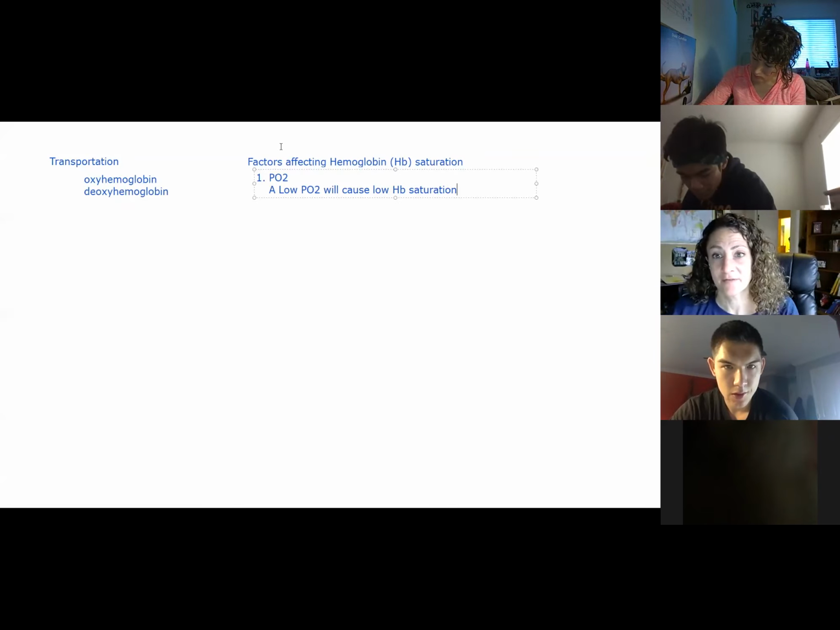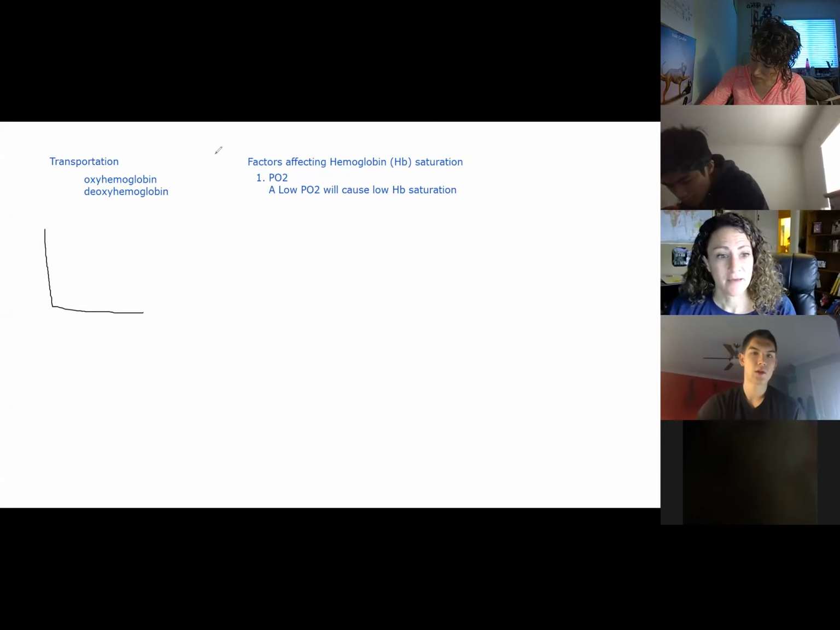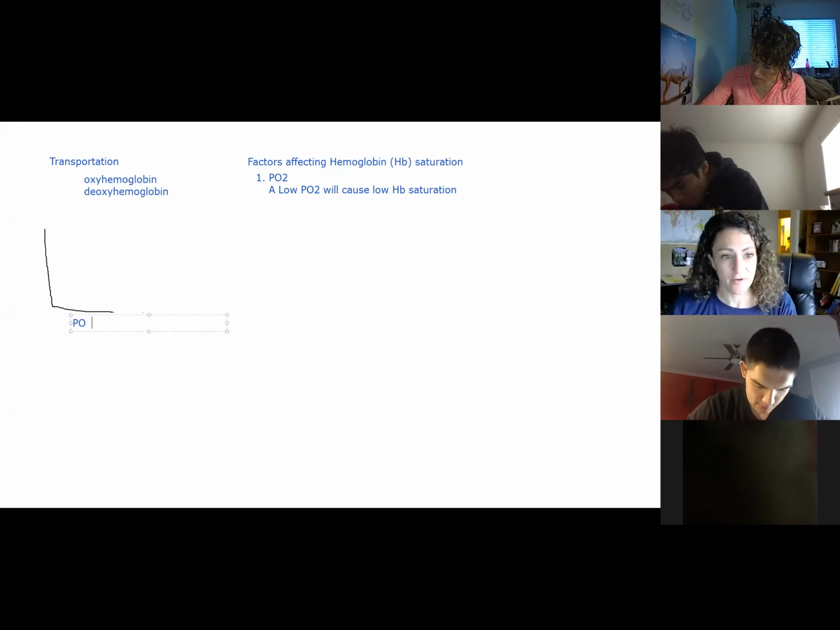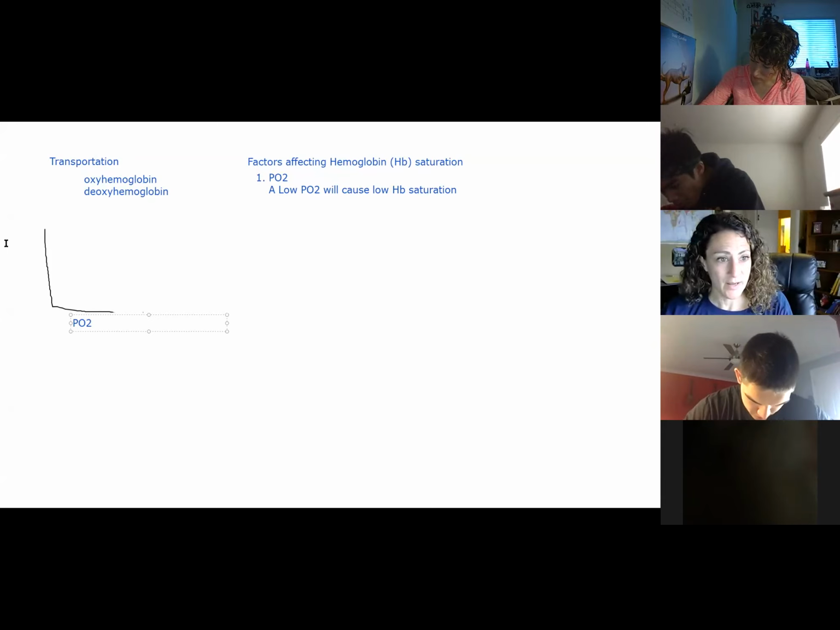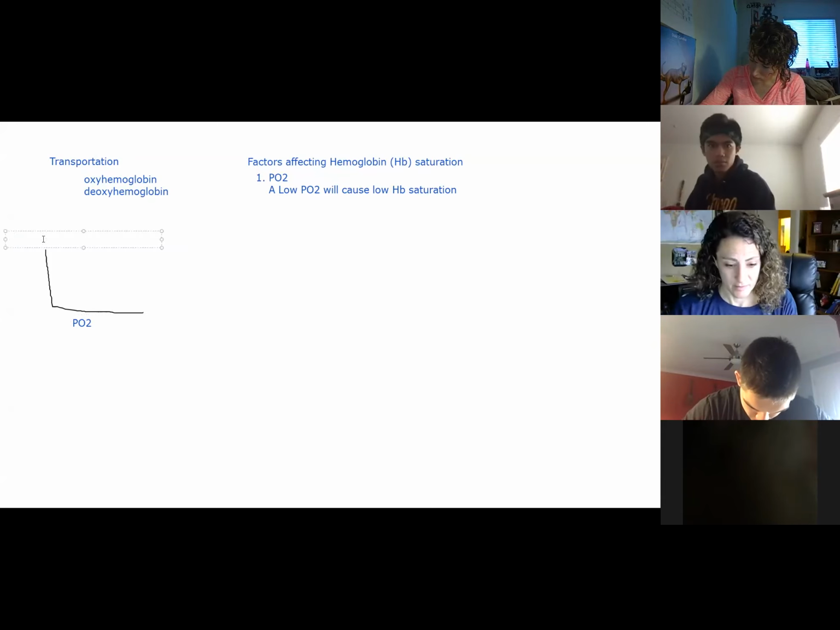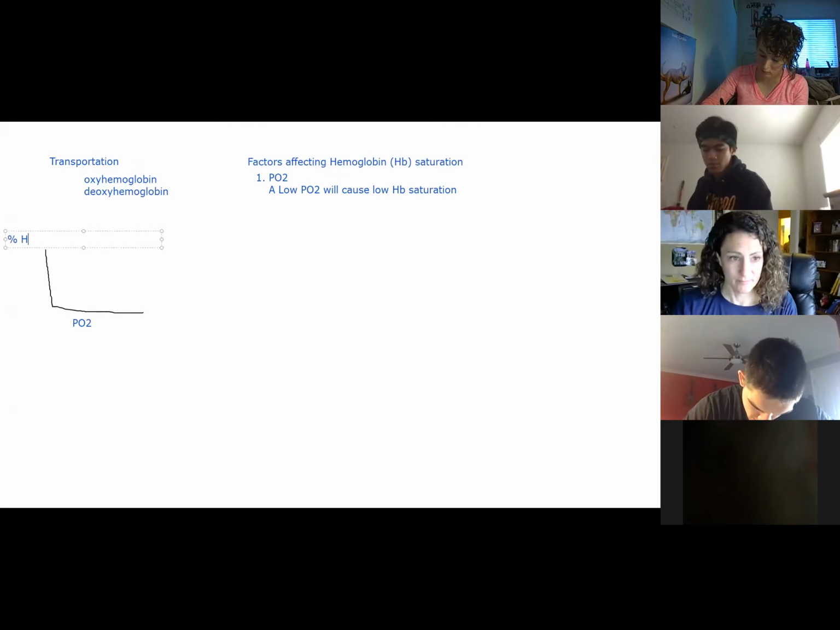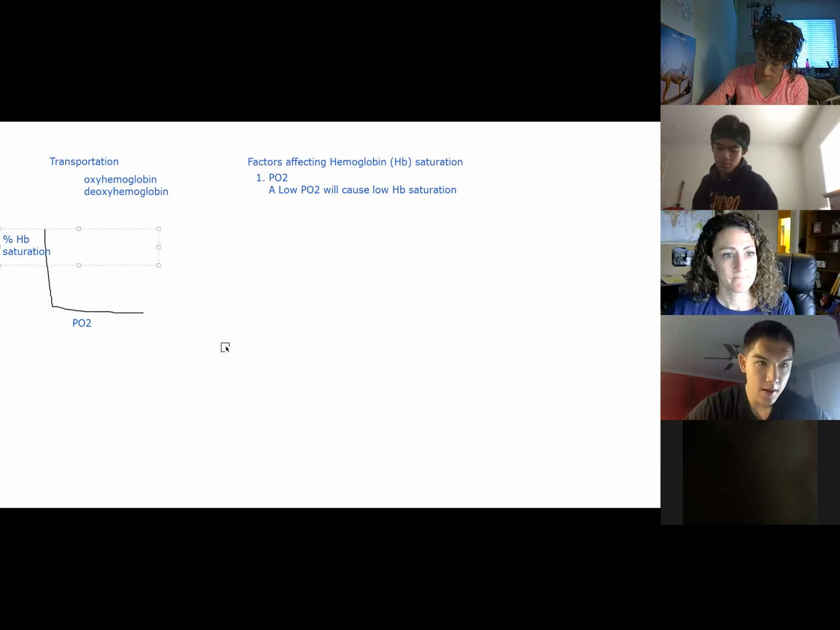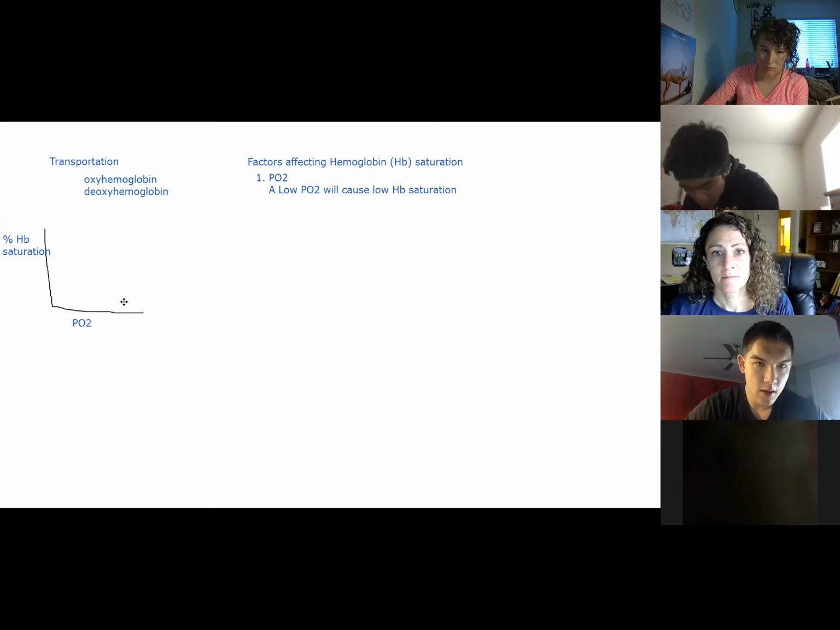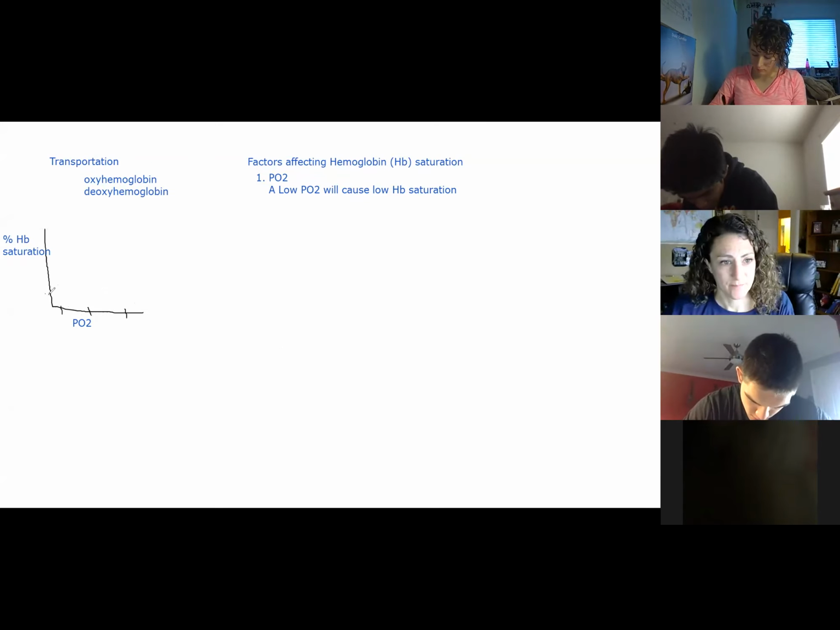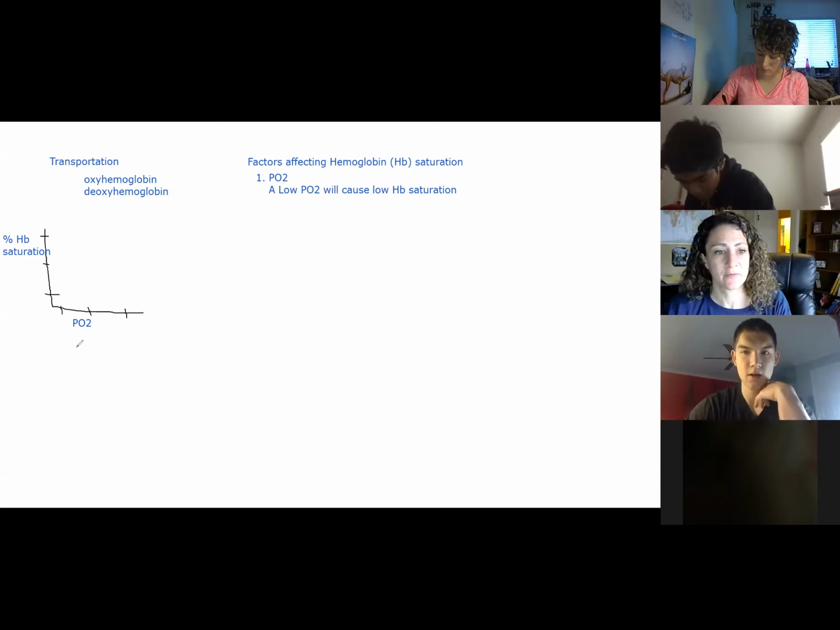Okay, so there's a graph for this. On the x-axis is going to be partial pressure of oxygen. On the y-axis is going to be percent hemoglobin saturation. I'm just going to do low, medium, high for each of these. I'm not going to write those on there, but understand that's what that means.